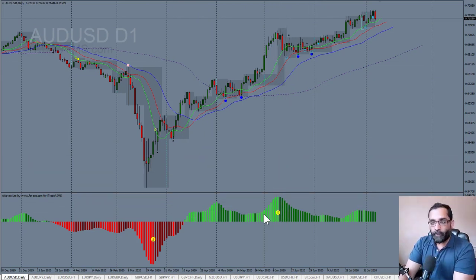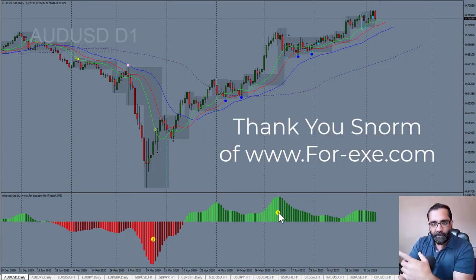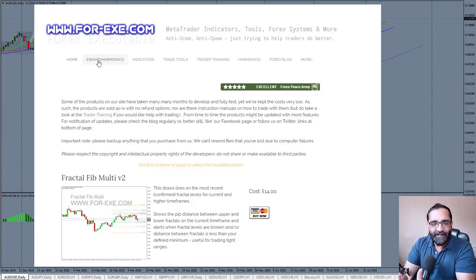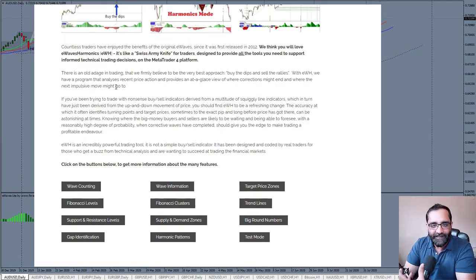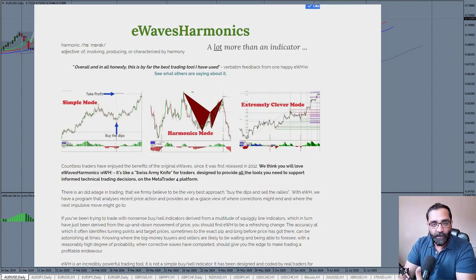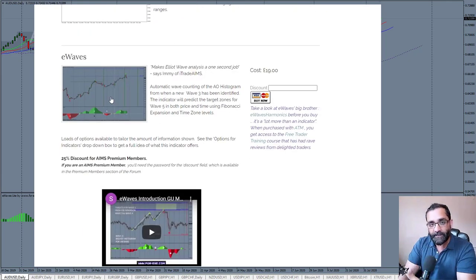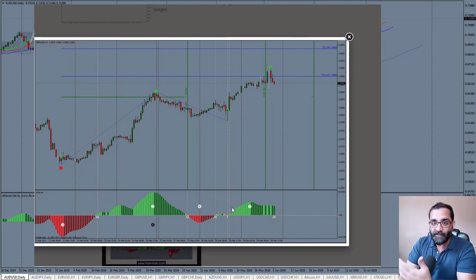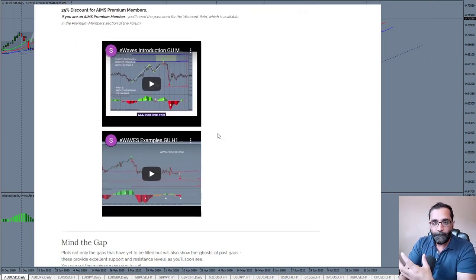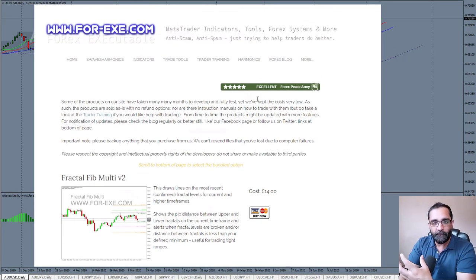Now you would have noticed that on my eWave, we have the Elliott wave counted, the numbers written on it. A big shout out to Snorm, Steve of 4-exe.com. The amazing Steve has given us a fantastic indicator from AIMS waves to eWaves. There are 3 versions of these indicators, and there's going to be a video about it in the future. We have the AIMS wave, we have the eWave, which you can get from Snorm's website, and then the most advanced version, which is a system of its own, the EWH, the best Elliott wave indicator that you can find.